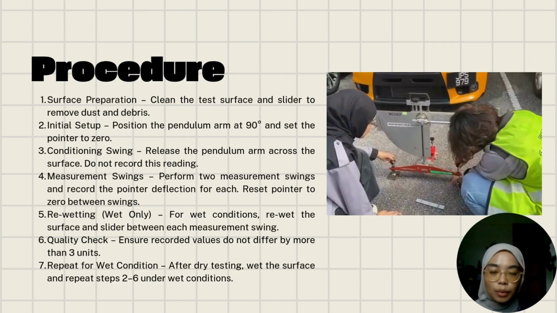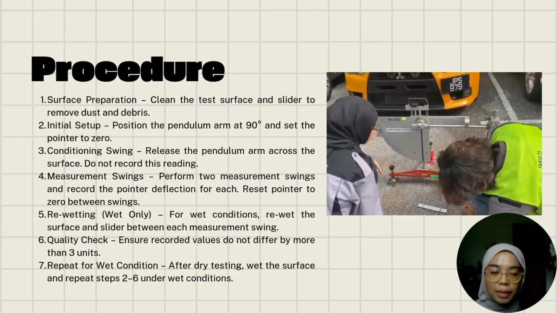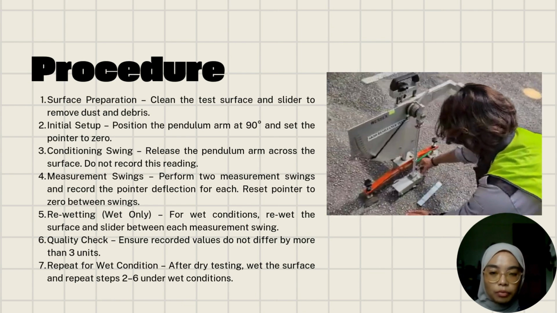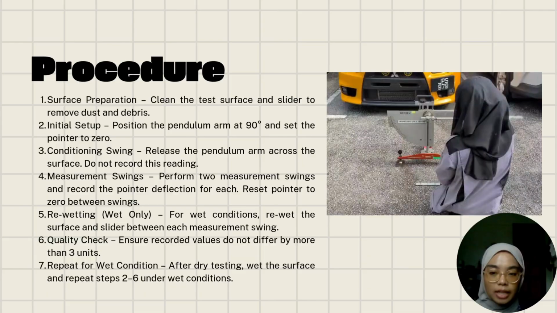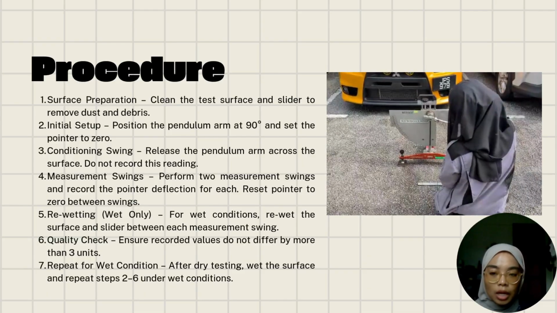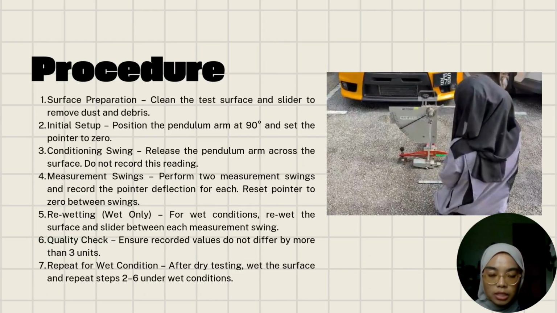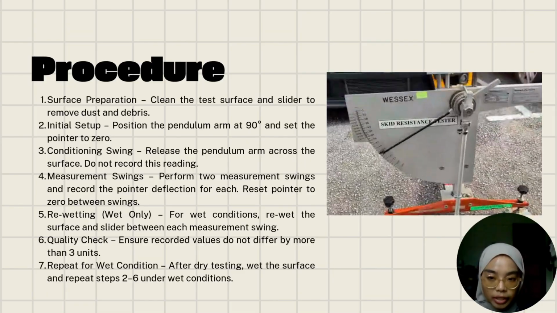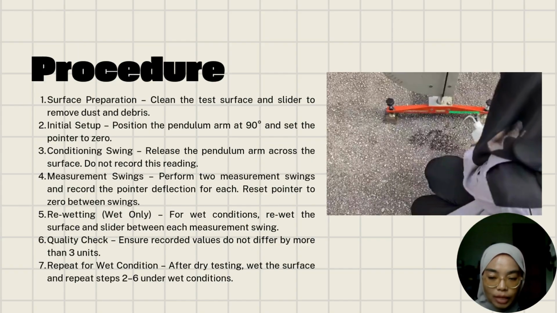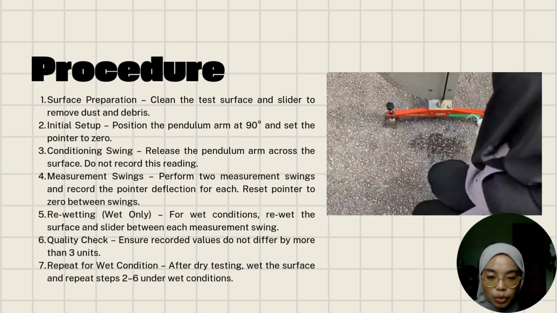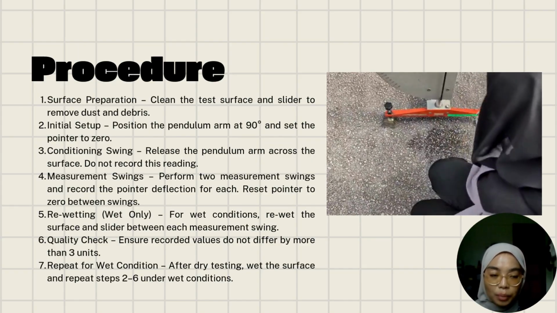The procedure starts with surface preparation, where the pavement and rubber slider are cleaned to remove dust and debris. Next, the pendulum arm is set at 90 degrees and the pointer is adjusted to 0. A conditioning swing is then performed across the surface, but the reading is not recorded. After that, 2 measurement swings are carried out, and the pointer deflection is recorded for each swing, with the pointer reset to 0 between readings.